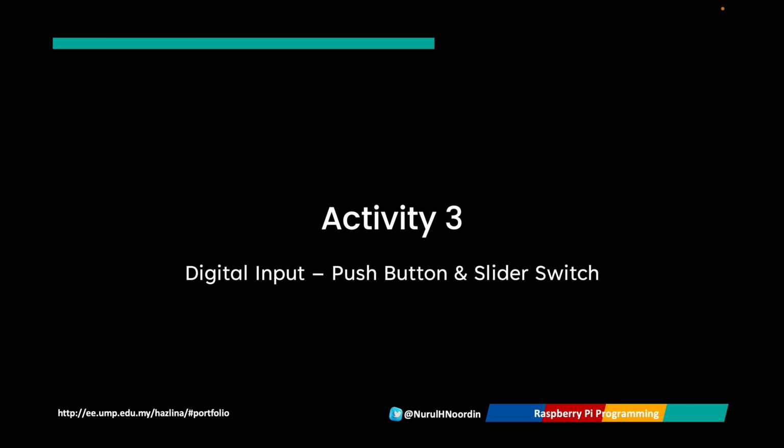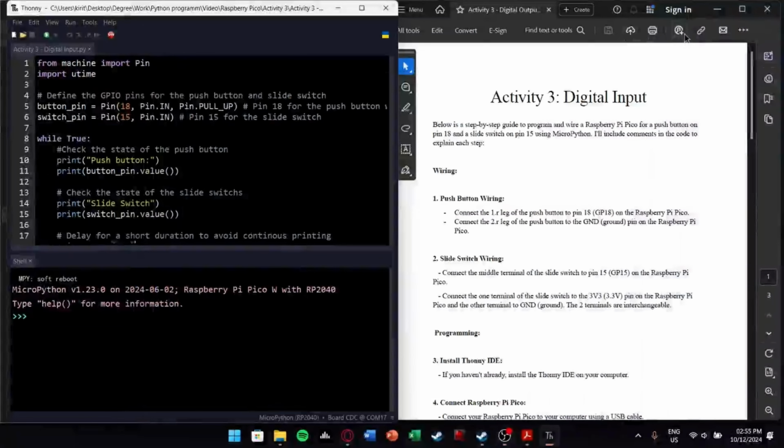Here's a step-by-step guide to program a Raspberry Pi Pico to light up an LED on pin 14 using MicroPython.